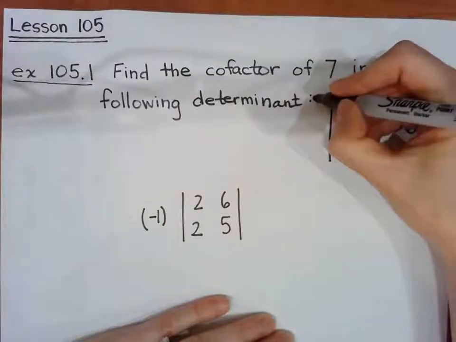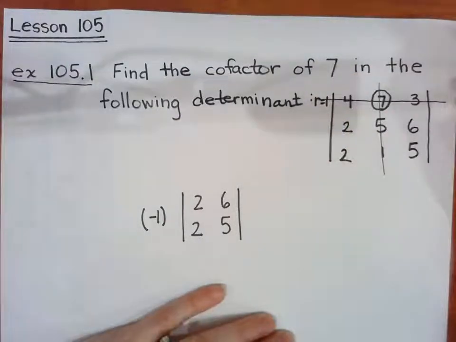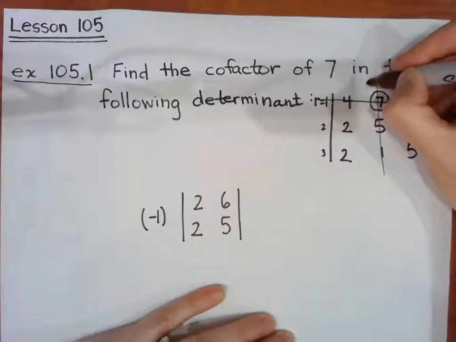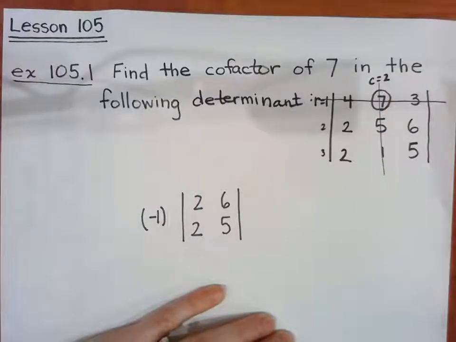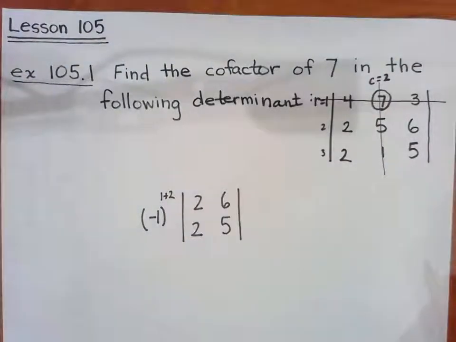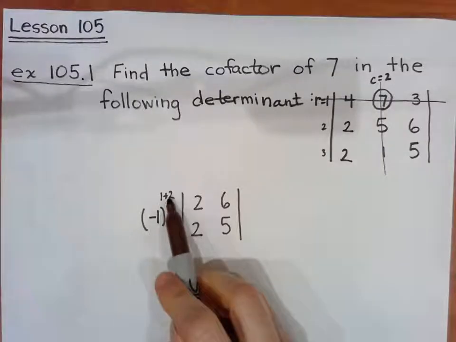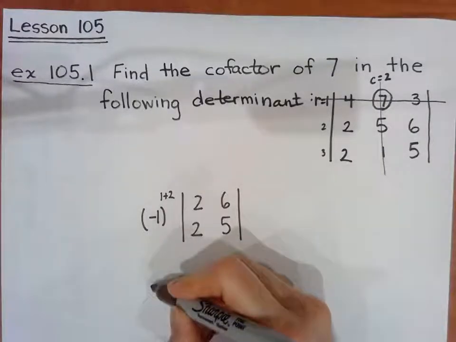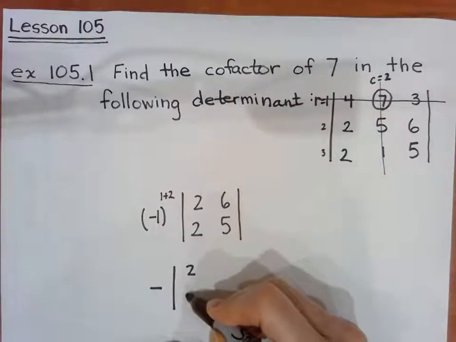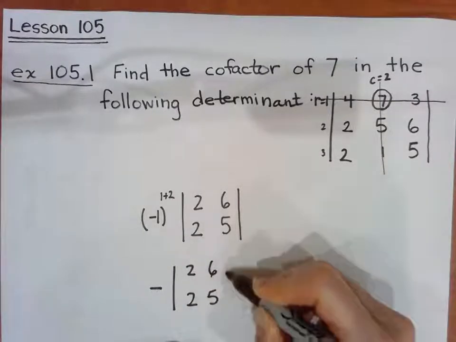Okay, so this is in row 1. So this is row 2, row 3, row 4, and this is in column 2. So you would raise this to the 1 plus 2, or raise it to the third power. So -1 cubed is -1, so this would be negative the determinant of 2, 2, 6, 5.